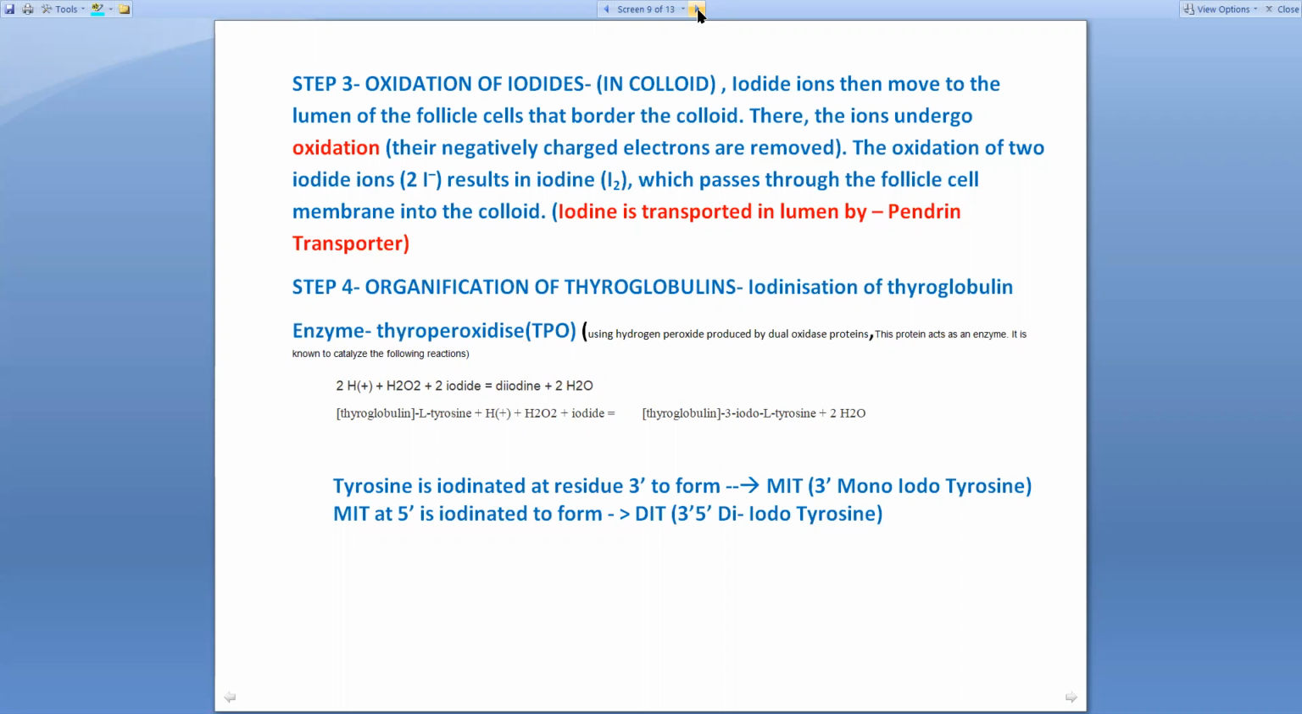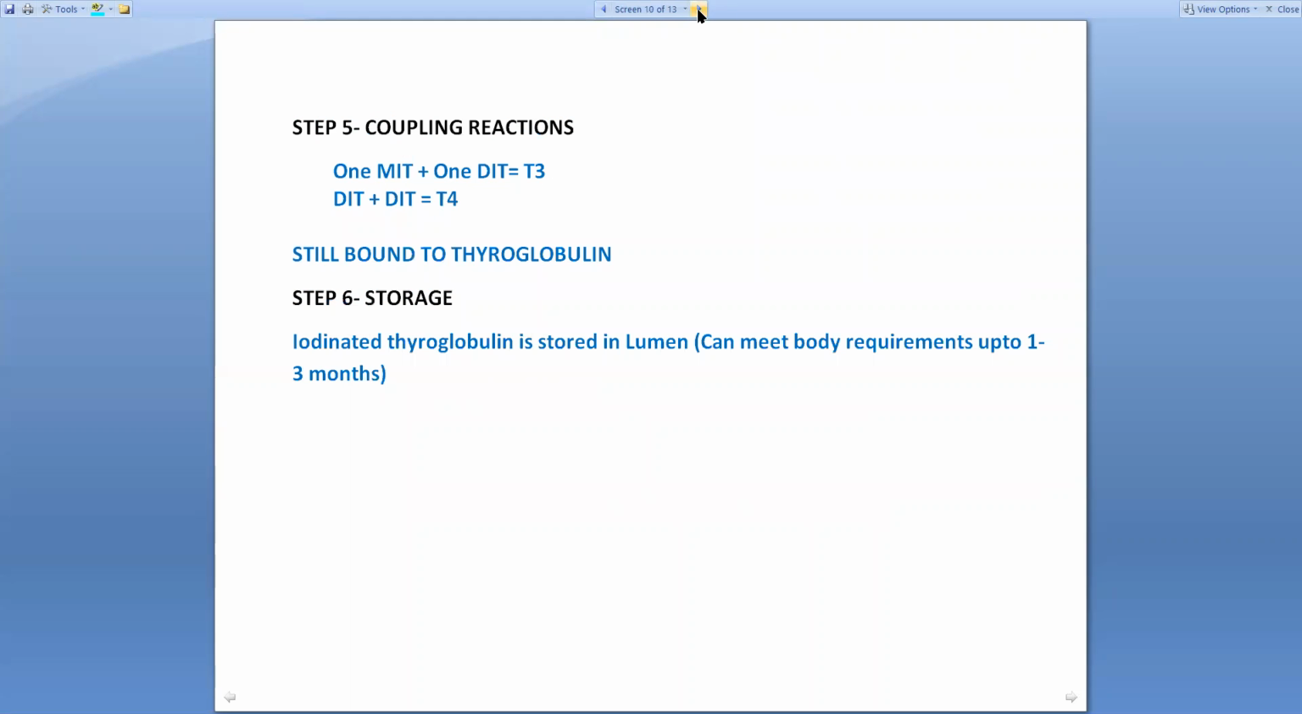And this enzyme iodinates the tyrosine residues of thyroglobulin. If it iodinates at the third position, it forms monoiodotyrosine, and when it iodinates the fifth position also, it forms the 3,5-diiodotyrosine. In the next step, coupling occurs.